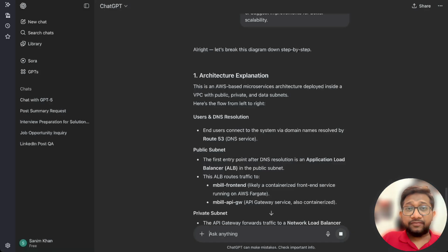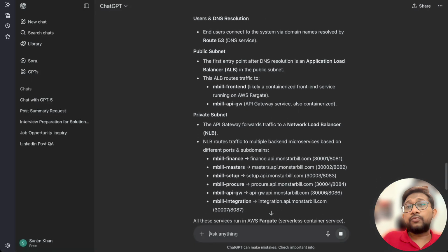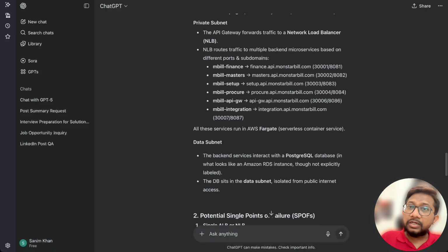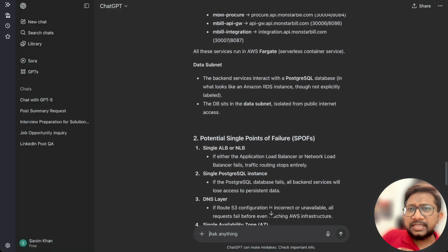It correctly identified this as a microservices architecture with public, private, and data subnets. It mapped out the entire flow from Route 53 DNS resolution through the application load balancer to the different microservices running on Fargate. But what really impressed me is the failure analysis.